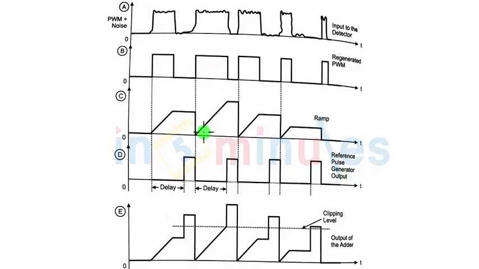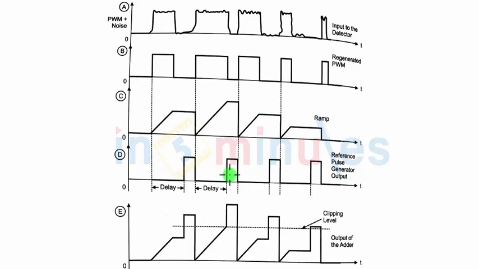When the next cycle begins, the block will start from 0 again, generate the linear waveform till the time the pulse is present, and whenever the pulse is absent, the block will keep the output constant. And this is how this particular waveform is generated.